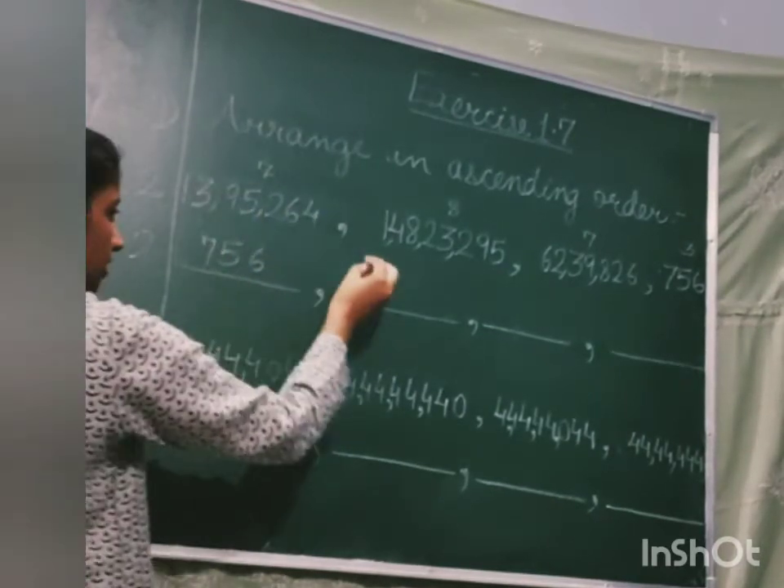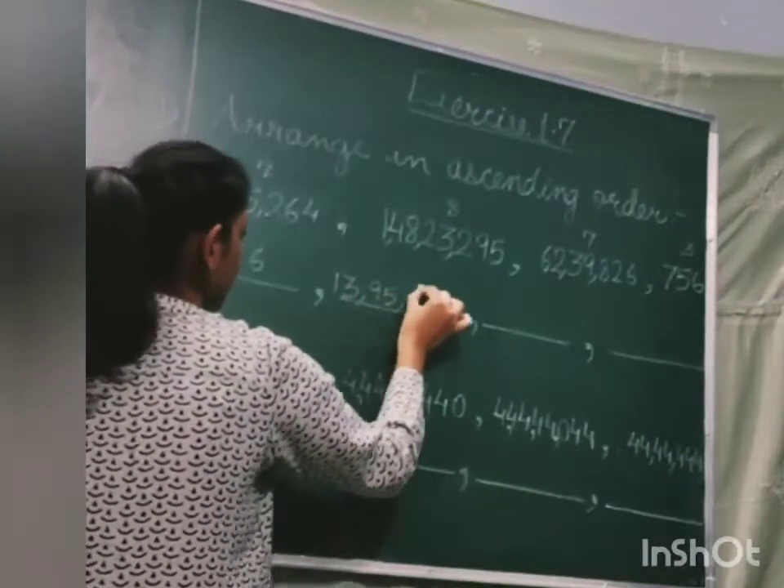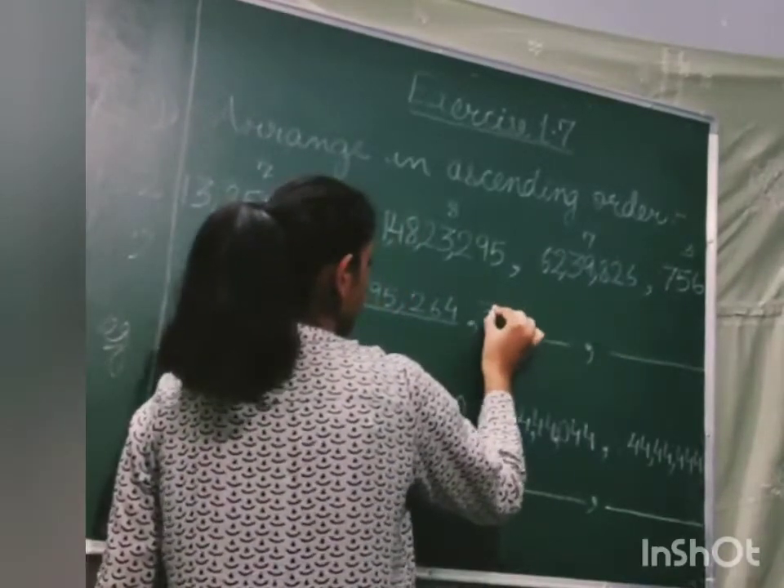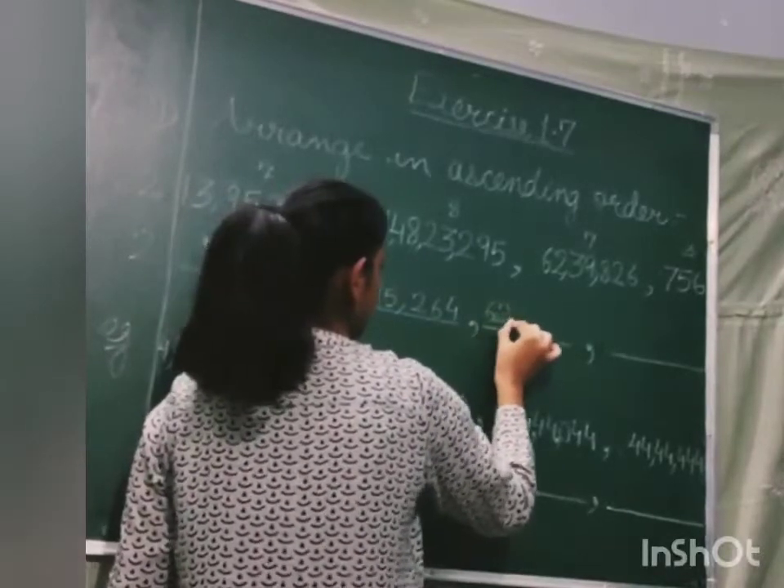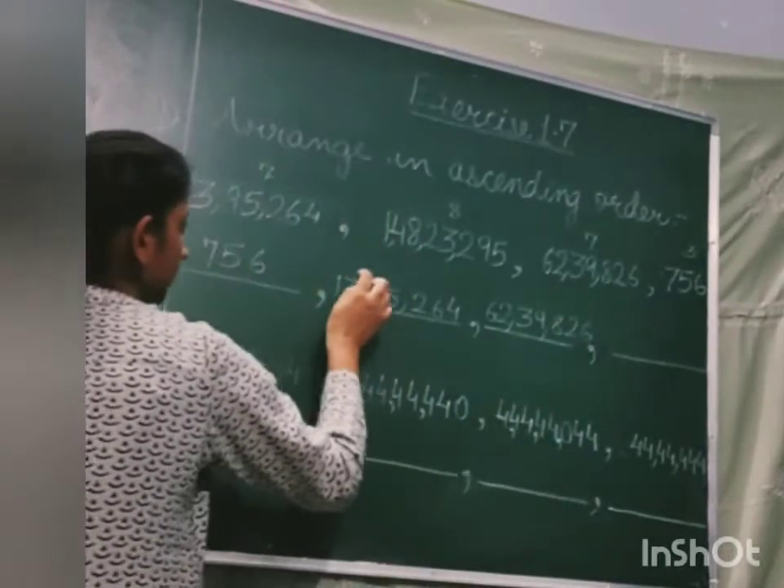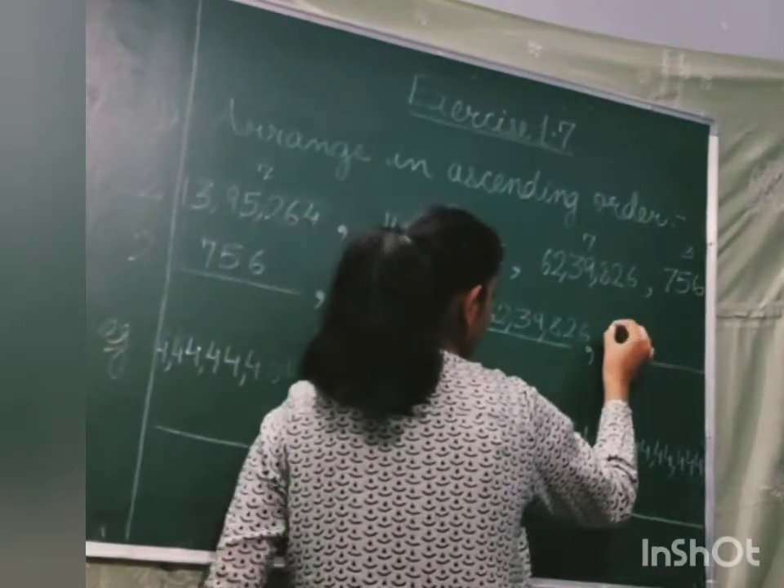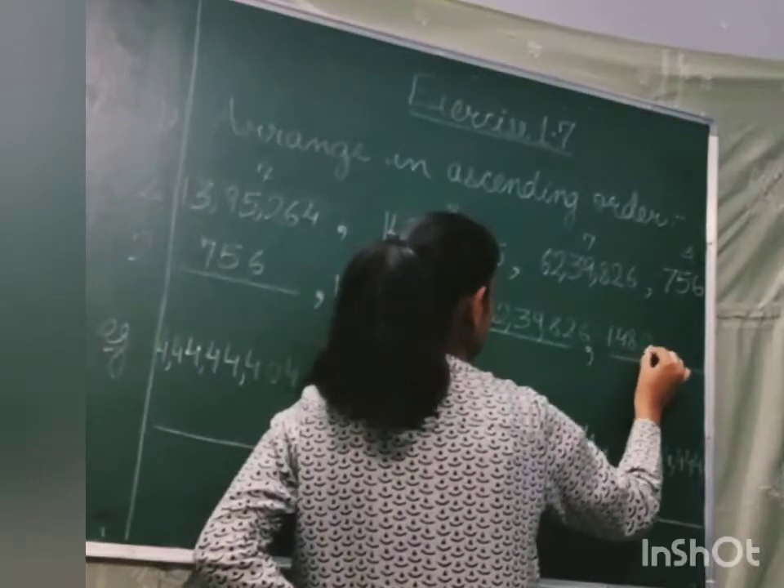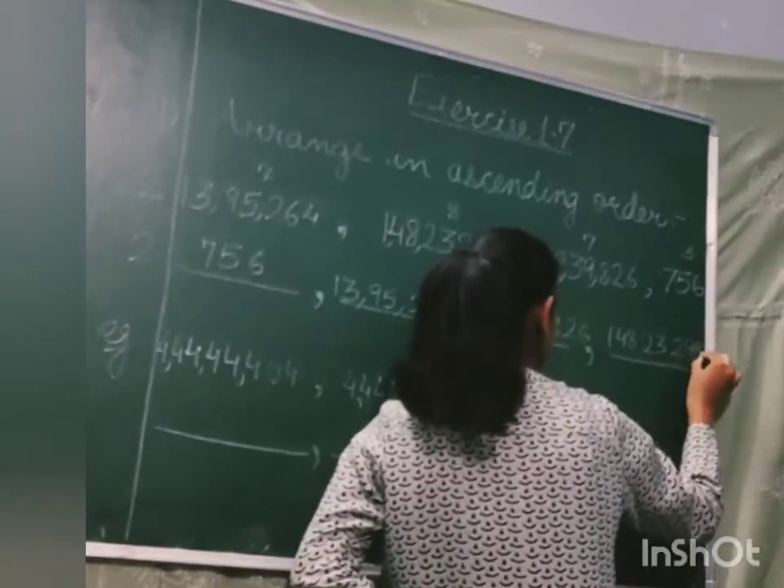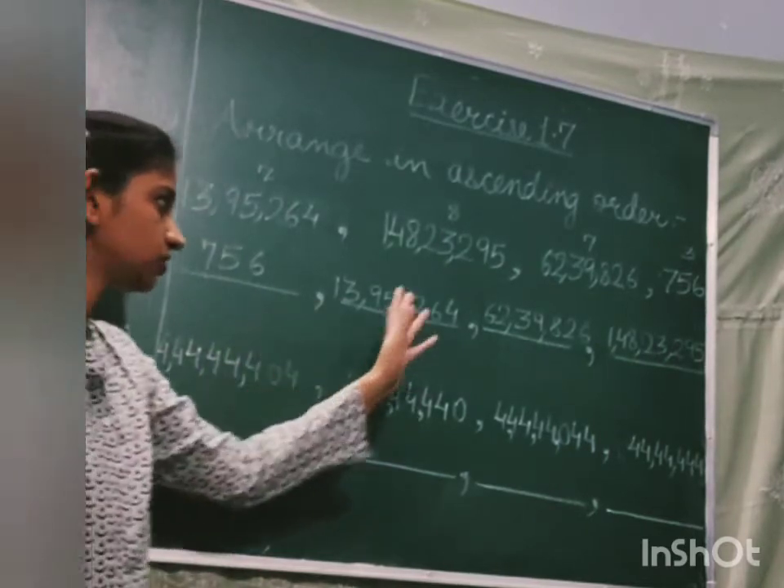13 lakh. Just cross it out and write down here 13,95,264. Next is 62,39,826. Next is the remaining, that is the 8-digit number, 1,48,23,295. Alright, so this is how ascending order goes from smallest to biggest.